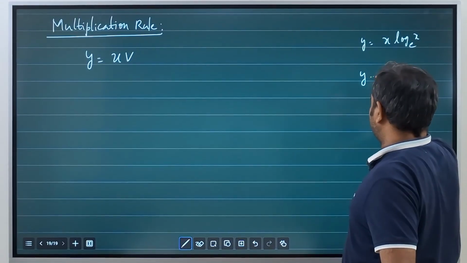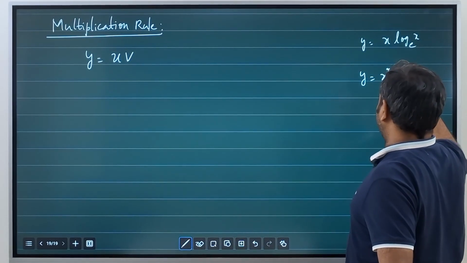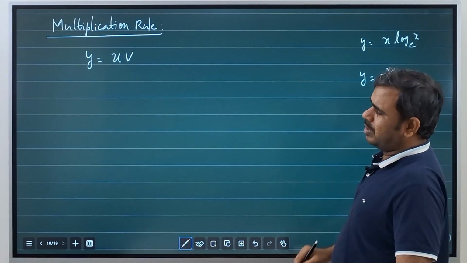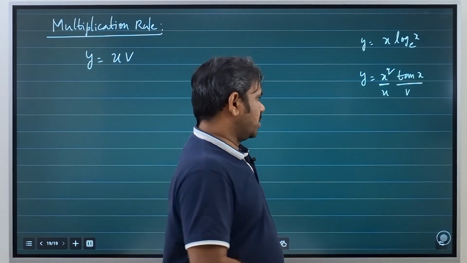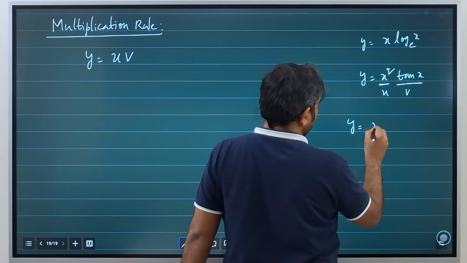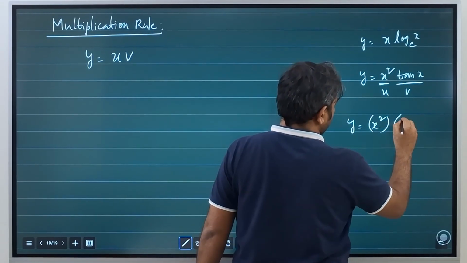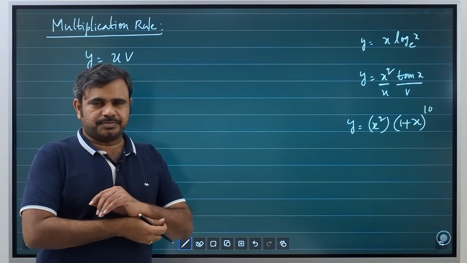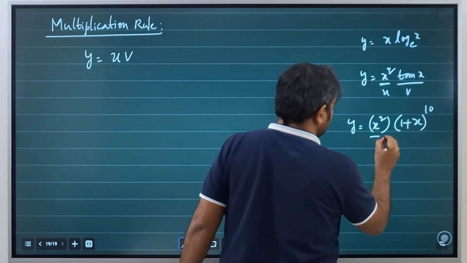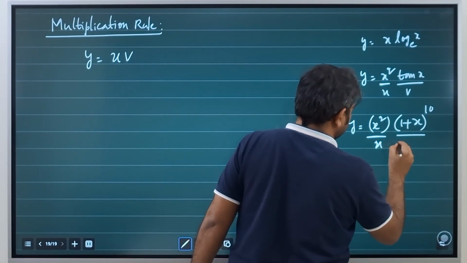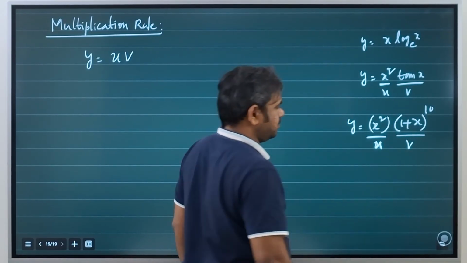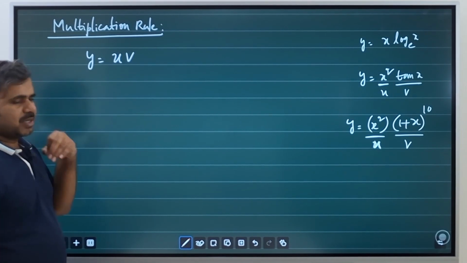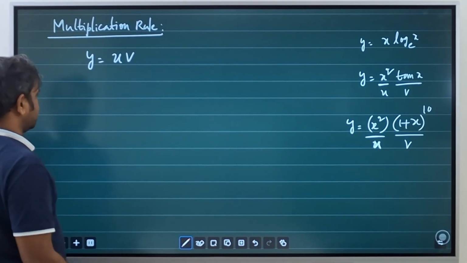Or y is equal to x square into tan x. This is a product of two functions u and v. Or y is equal to, say, x square into (1 plus x) whole power 10. This is also a product of two functions u and v. In such cases, we use the multiplication rule to find dy by dx.